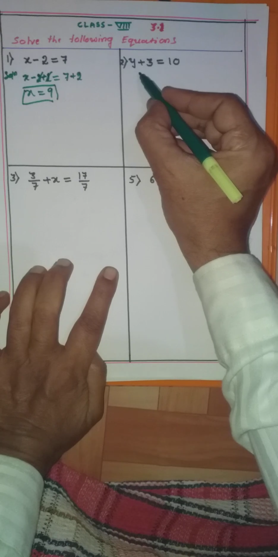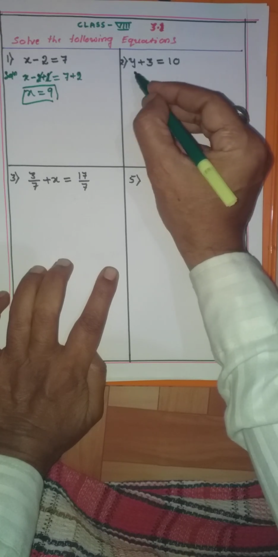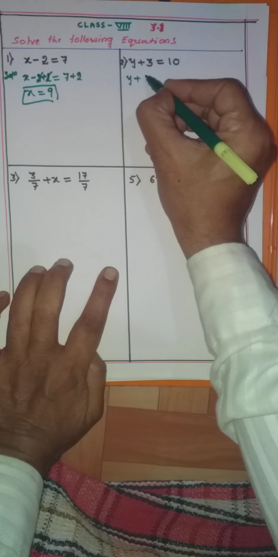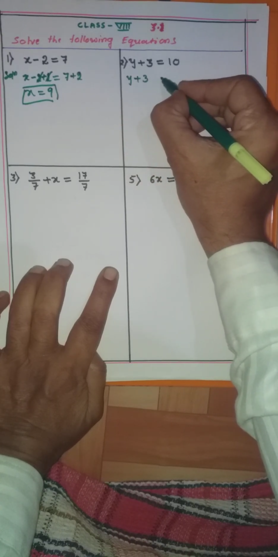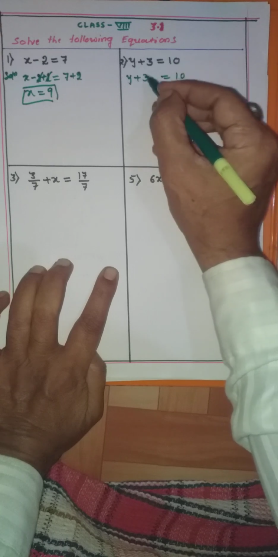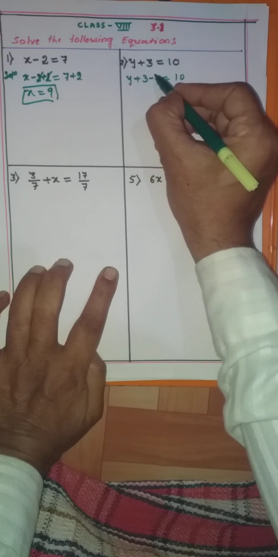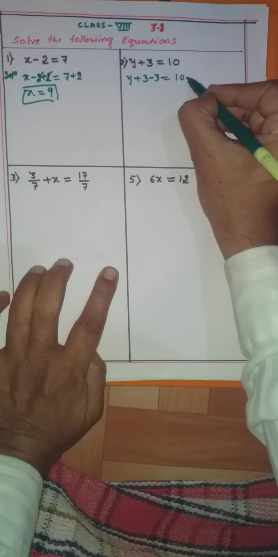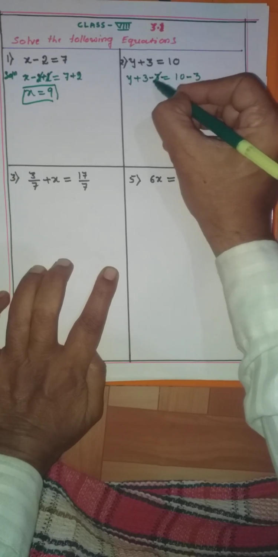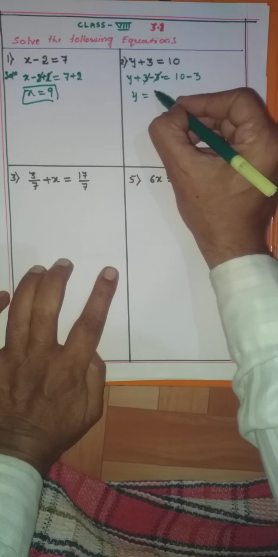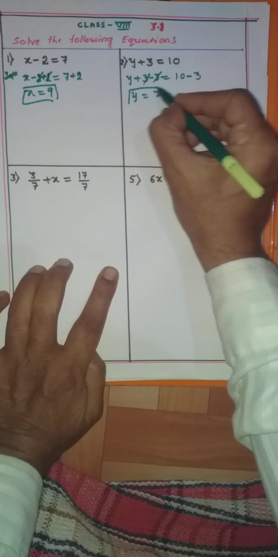Second one, y plus 3 is equal to 10. y plus 3 is equal to 10. Plus 3 here, so put here minus 3, here also minus 3. Minus 3 plus 3 get cancelled. y is equal to 10 minus 3, 7.